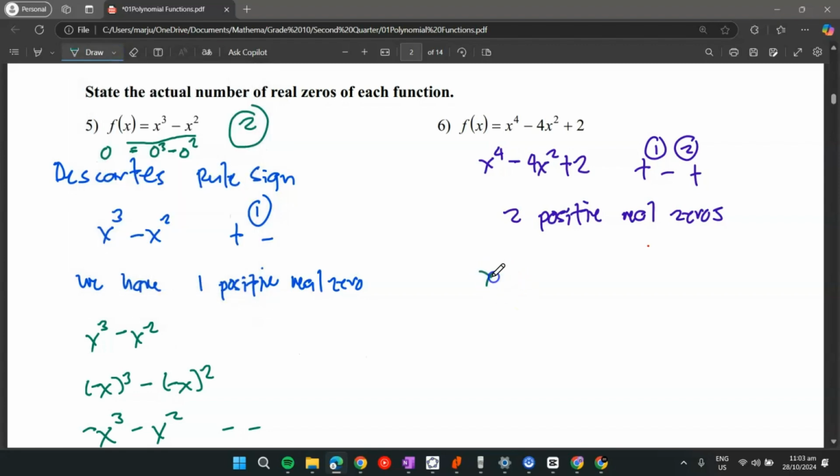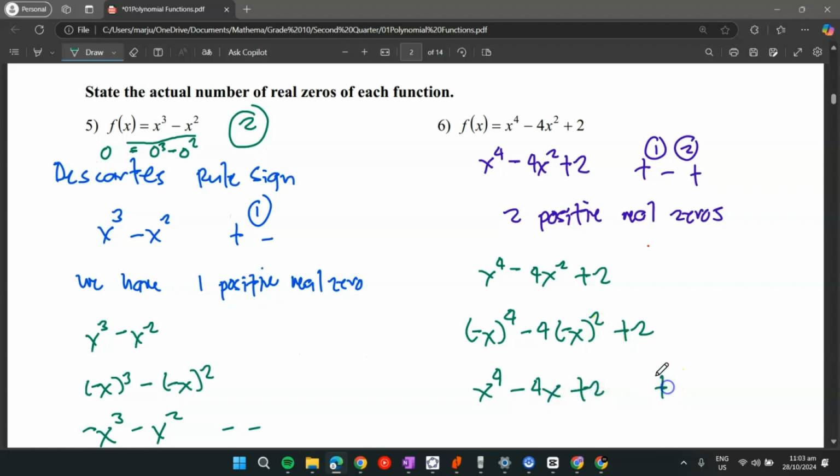So I'm going to do x to the 4th power minus 4x squared plus 2. Again, this becomes negative x to the 4th minus 4 times negative x squared plus 2. When I simplify this, the first term is just positive, and the second is positive but times negative, so that is negative 4x squared plus 2. Again, I have positive, negative, positive, so I have 1, then 2. So the answer is that I will have 4 real zeros.